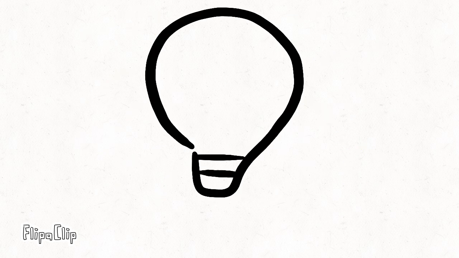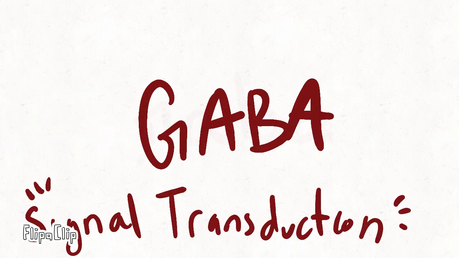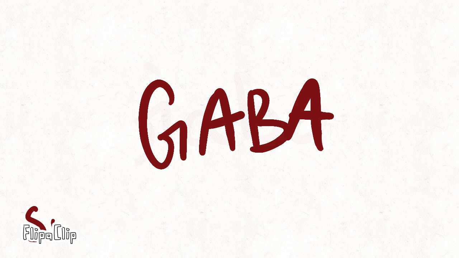How do these effects come into play? And why is it so dangerous? Well, that is what you will be learning today. Before we begin to understand how Rohypnol works, we need to make sure we understand how a GABA signal transduction pathway acts, since it is the pathway that Rohypnol affects.